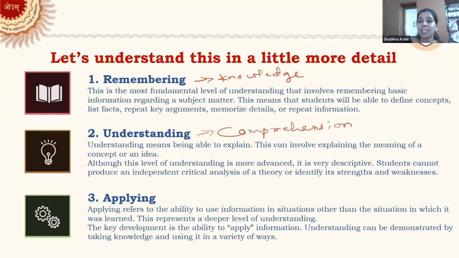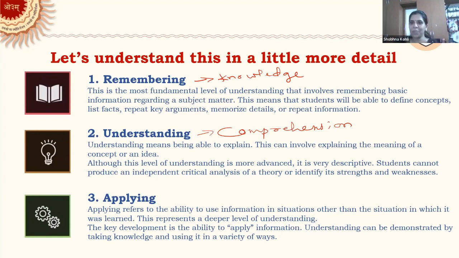So what is the meaning of that? The child is not only using it in the situation where he has learned it. He knows the concept and he can use it anywhere, wherever he needs, right? The key development is the ability to apply information. Understanding can be taking knowledge and using it in a variety of ways. So here the focus is on the ability to use knowledge in many different ways. What he knows, he can use in so many ways. Right, teachers?